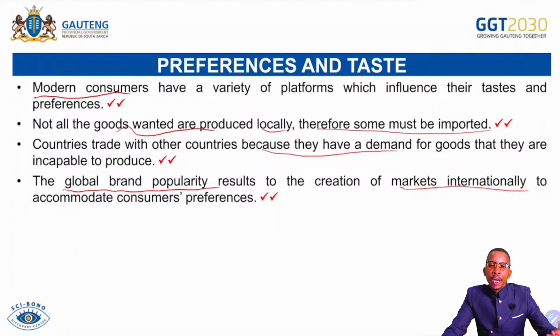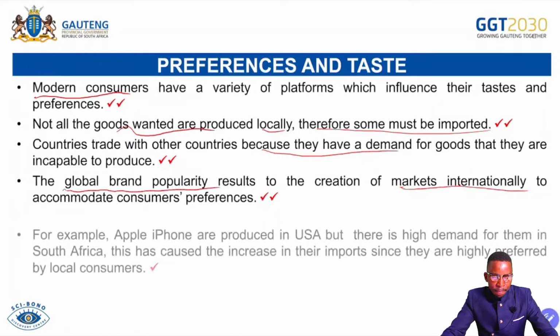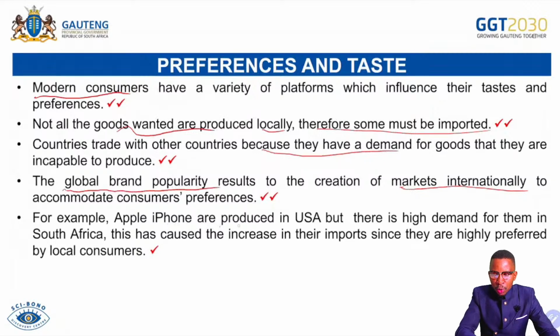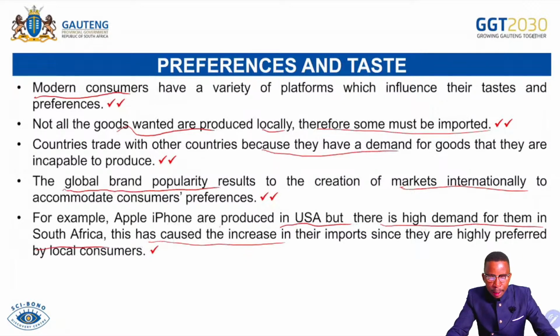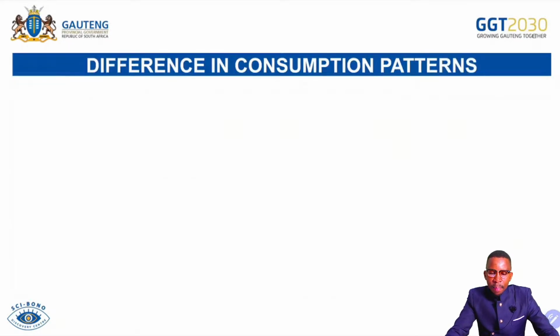So what normally happens for local consumers in South Africa to be able to have this iPhone? What should be done? That means the American company for the iPhone has to create the market for iPhones across the world, or even in South Africa, so that domestic consumers can meet their preference and taste through that particular brand or product. For example, Apple iPhones are produced in the USA, but there is high demand for them in South Africa. This has caused an increase in their imports, since they are highly preferred by local consumers. So we simply demand goods from other countries because of taste and preferences.